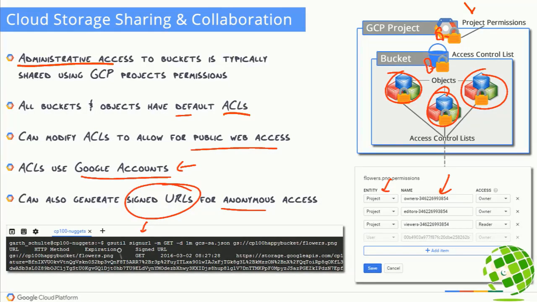So I did a GSUtil sign URL. The method is get, meaning people will be able to read this object, and the duration is for 1 minute. And here's what it gave back, a URL. So this URL is good for 1 minute to access that object. But you can do that for reading, writing, and deleting objects.